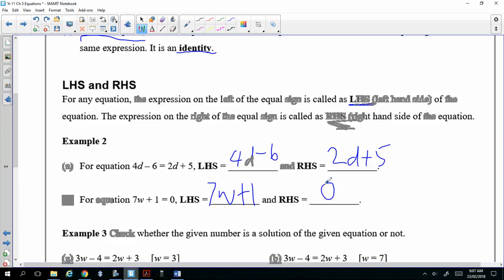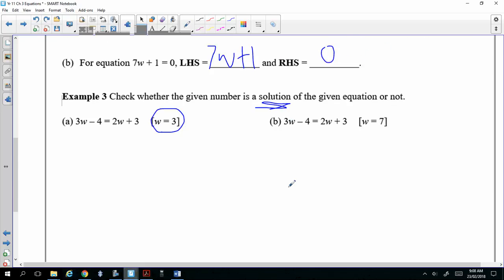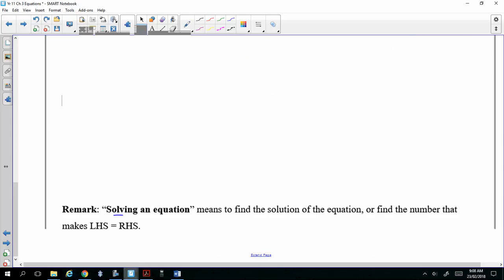Alright, so now we know what an equation looks like, what the parts of the equation are, the left and the right and the equal sign in the middle. The next thing we're going to do is check whether an answer is a solution to an equation. Solving an equation is to find the solution, or find a number that makes the left and right equal.